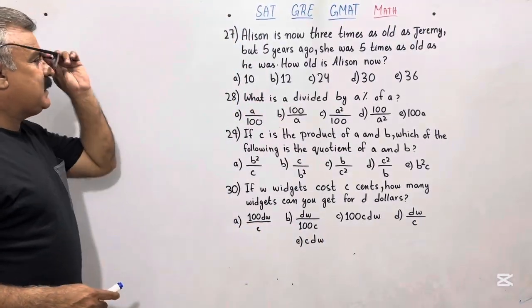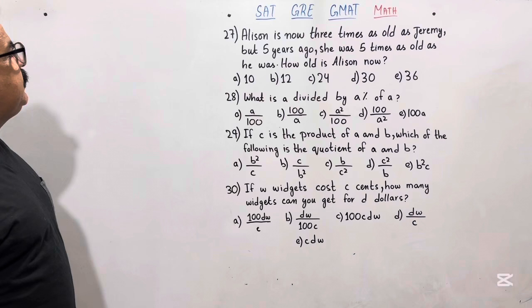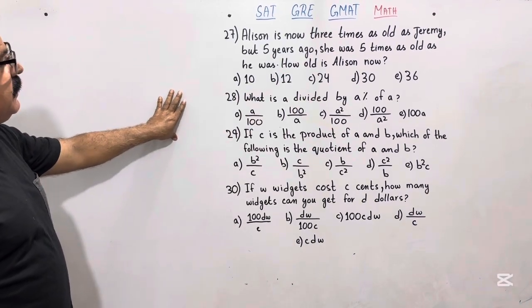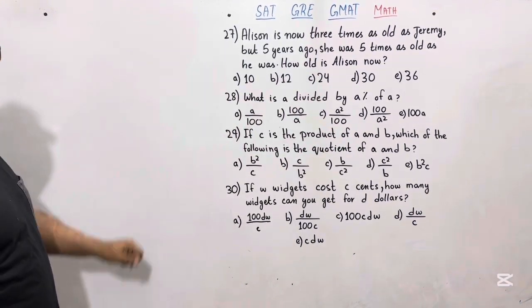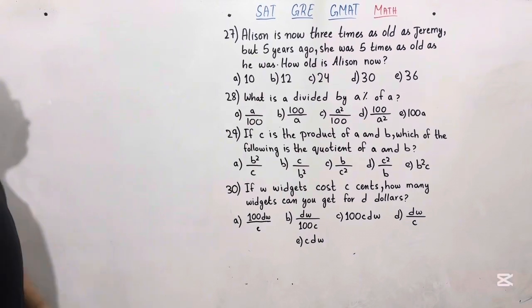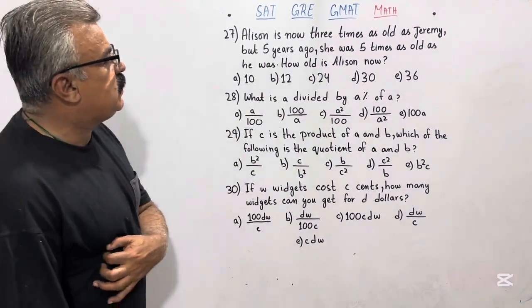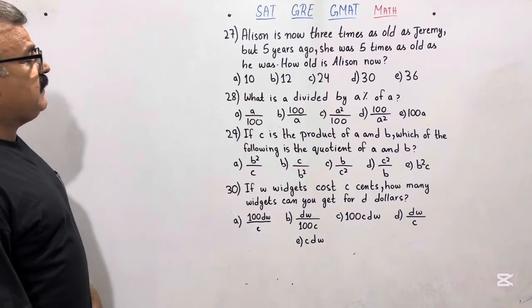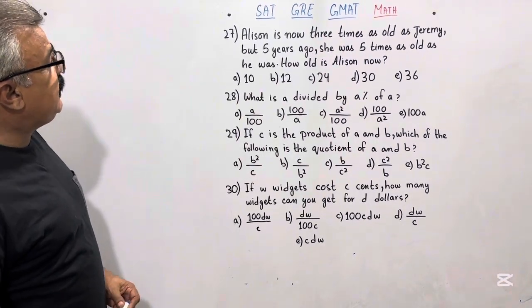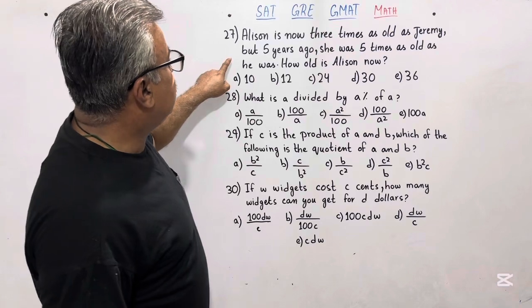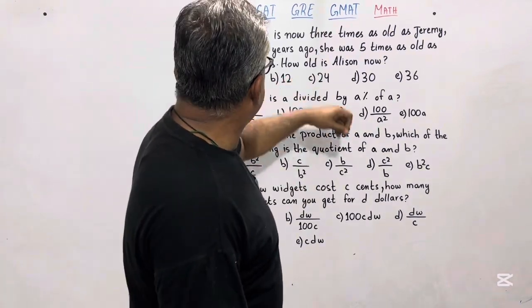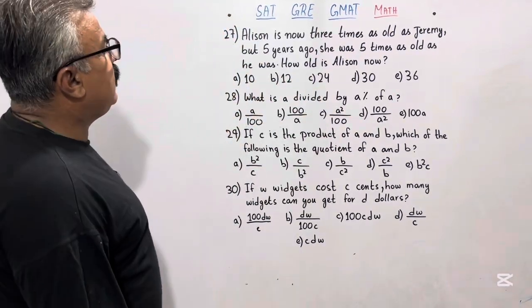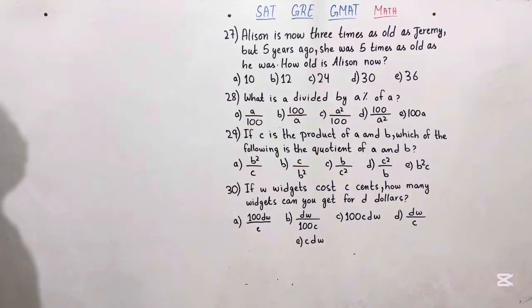For the preparation of SAT, GRE, GMAT type examinations, our lump sum question number 27 goes as: Alison is now 3 times as old as Jeremy, but 5 years ago she was 5 times as old as he was. How old is Alison now?